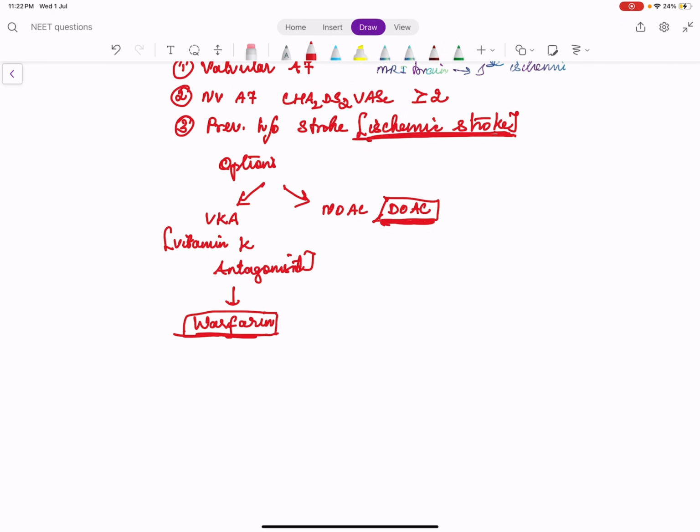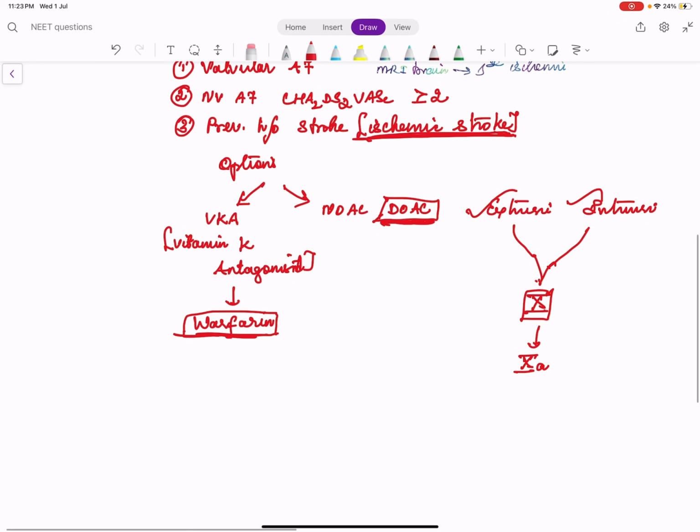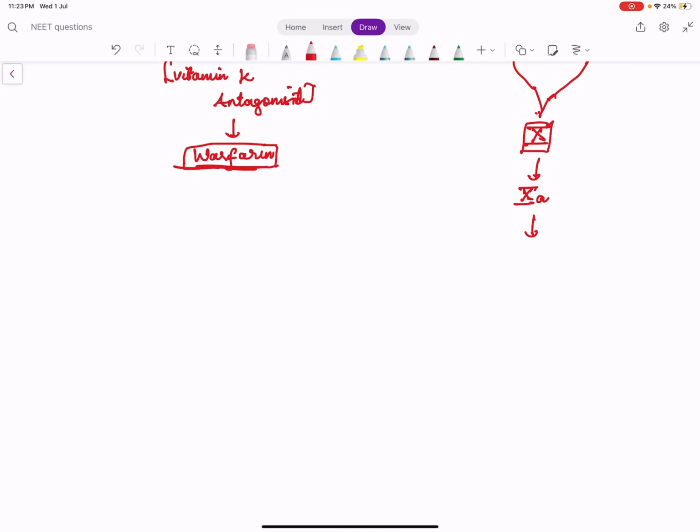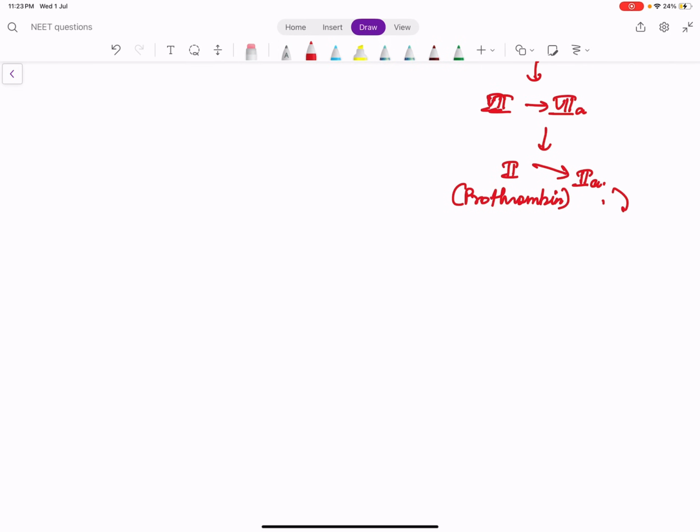Why the term directly acting oral anticoagulant? When you come to the pathway of coagulation, you would have heard about the terms extrinsic pathway and intrinsic pathway of coagulation, and both merge into the common pathway, that is factor 10. So whether coagulation gets activated by extrinsic pathway or intrinsic pathway, it finally ends into factor 10, where factor 10 gets converted to activated factor 10. This converts factor 7 to activated factor 7, and this converts factor 2 to activated factor 2. Factor 2 is prothrombin. So even if you don't remember the other factor names, just remember factor 2, it is prothrombin, gets converted to thrombin.